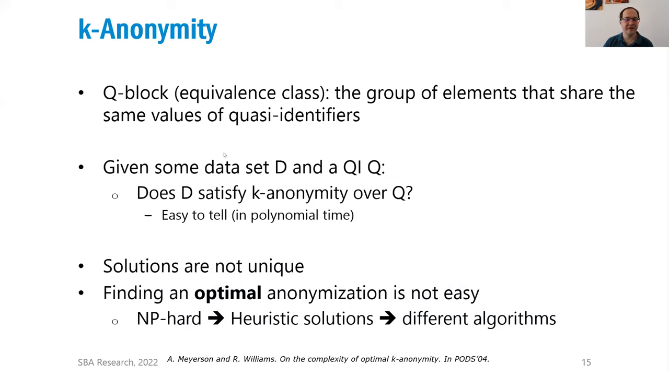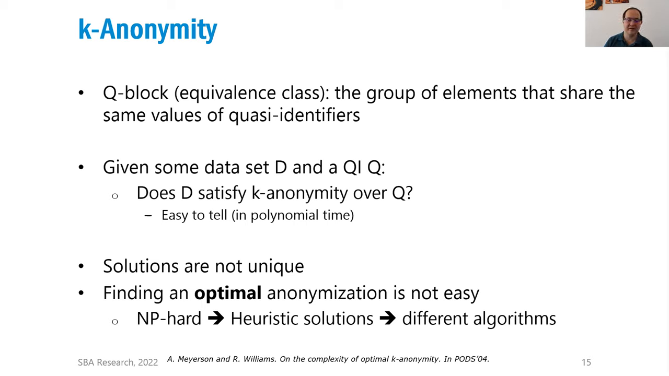And normally it's quite easy to say, for a certain data set with a certain number of attributes identified as quasi-identifiers, whether it satisfies so-called K-anonymity. So does it satisfy 3-anonymity or 5-anonymity? This is easy to figure out. What's not so easy is to actually find solutions for that, because the solutions are not unique. There could be many ways to achieve the same level of K by either generalizing the first attribute or the fifth attribute and so on.